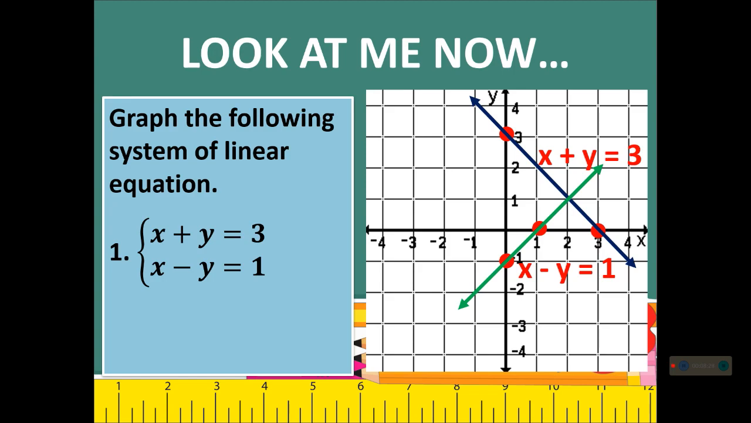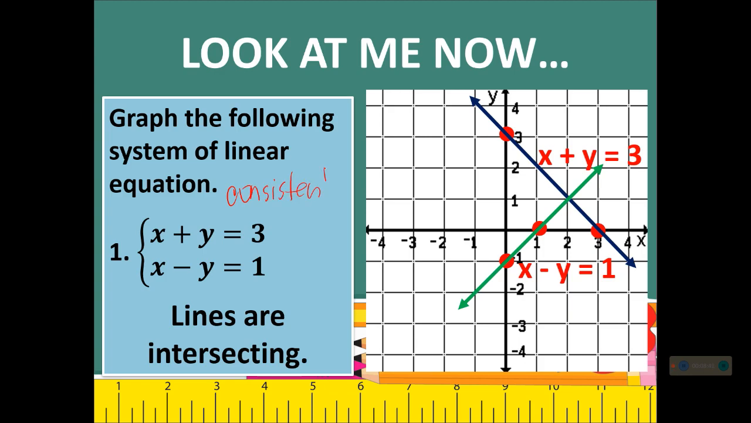Okay? So, how can you describe now the graph of the given system? Yes, good. The lines are intersecting. Okay? So, if the lines are intersecting, the kind of system is what we call consistent. Okay? So, again, this is an example of a consistent system. And as you have noticed, there is a point of intersection again. So, the two lines intersect on this part.